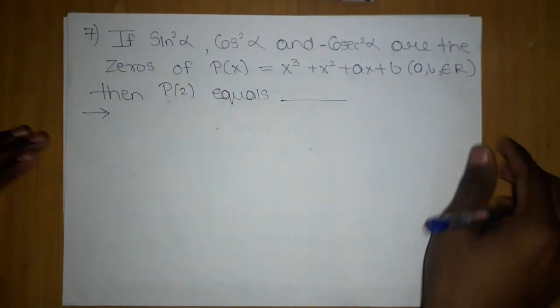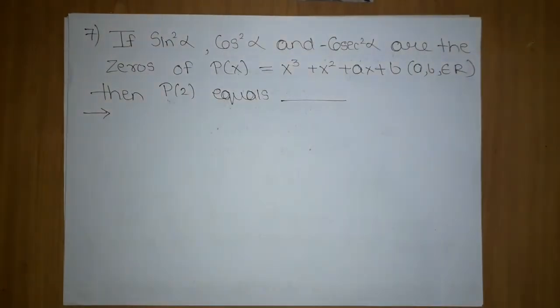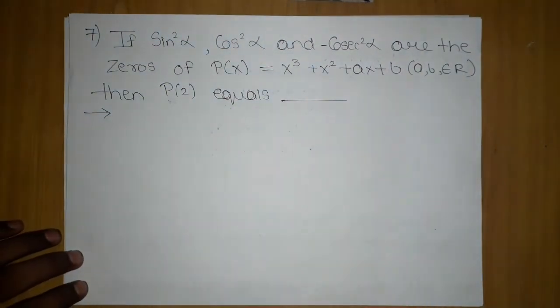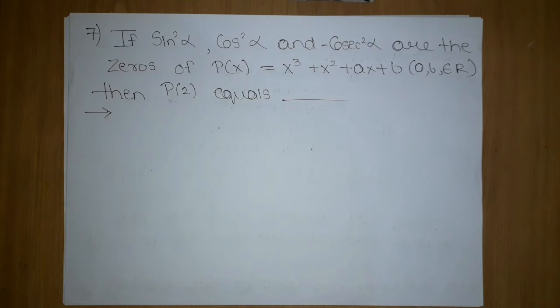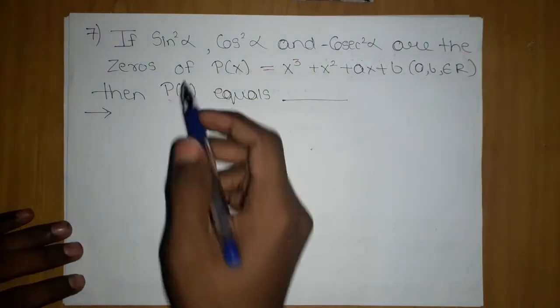The next question is as follows, and the statement is like this: if sin square alpha, cos square alpha and minus cosec square alpha are the zeros of p of x equals x cube plus x square plus ax plus b, where a, b belong to R, then p of 2 equals? So we want to find p of 2, but before that we want to get this a and b. So how can we proceed now?